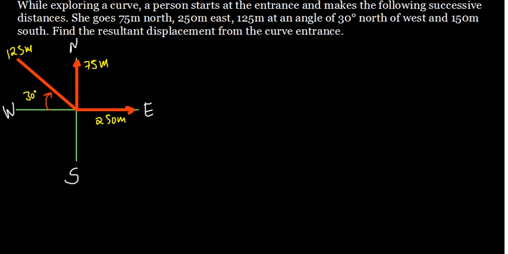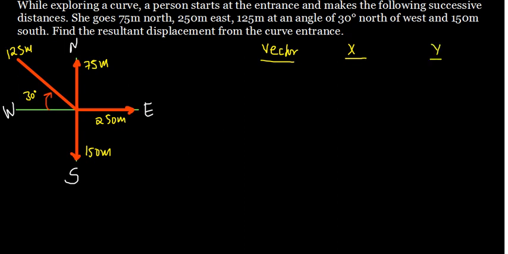And then the last one, they've said 150 meters south. So 150 meters south, just go with the south and then put a magnitude as 150. So this is 150 meters south. Okay, so we've now represented the information that we have here. Now we need to break this into components. So we are going to have the x component and the y component.